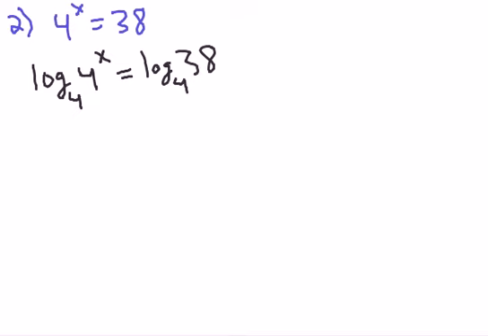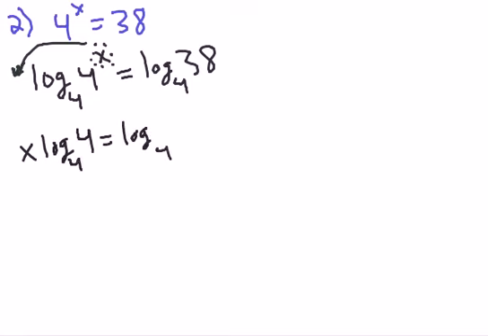Then, using your properties, we know there is a property that says I can bring this x out front because it's an exponent. We talked about that exponent property for logarithms. So on the next line, I'm going to write it as x log base 4 of 4 is equal to log base 4 of 38. The other side I haven't done anything with yet. Log base 4 of 4 works out very nicely because log base 4 of 4 is 1, because 4 to the first power is 4. So you can think about these as canceling out, and you're just left with x is equal to log base 4 of 38.